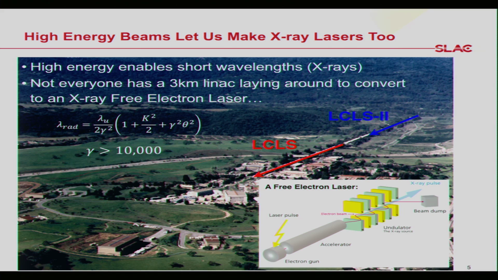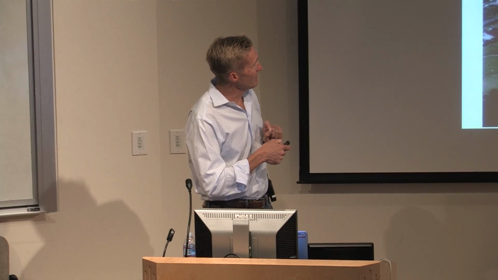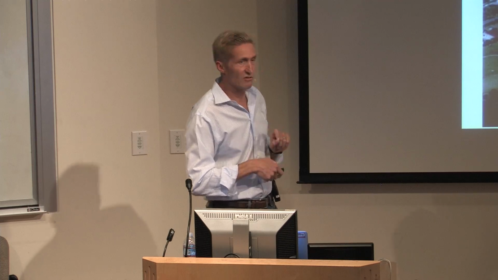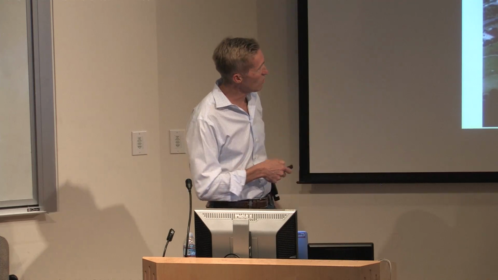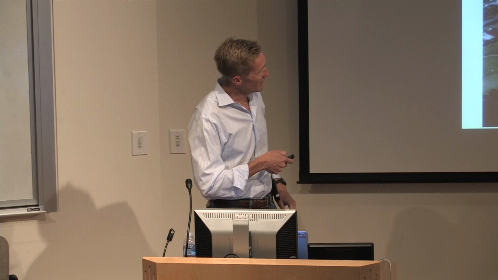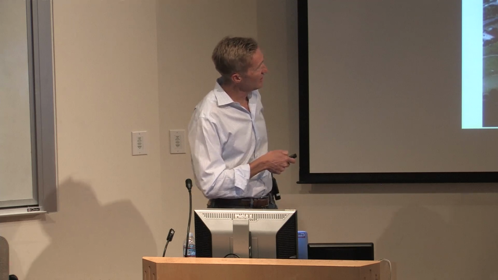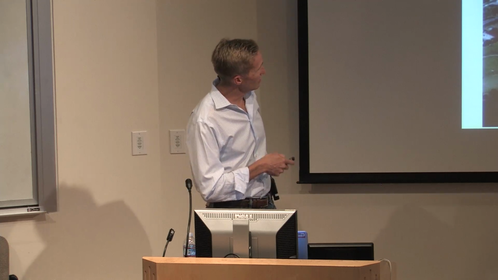And it turns out, if you look at the wavelength of that radiation, if I want to get to very short wavelength light, so not visible light, but something that's going to let me take pictures of atoms and molecules, I need X-rays. And to get X-rays, I need to have beams that have very large energy, where that factor of gamma is over 10,000. So that's why I need this very long linac to make these very high energy beams for the LCLS and what will eventually be the LCLS-II.